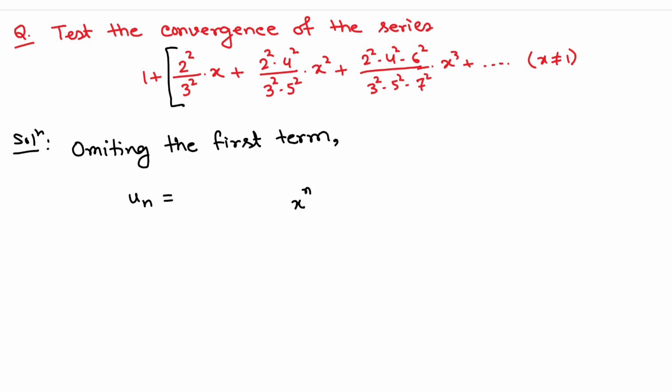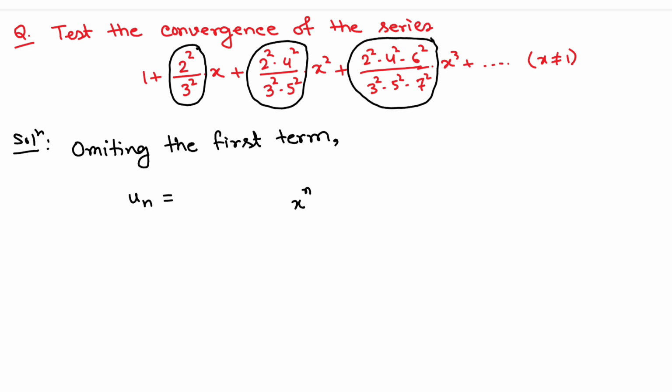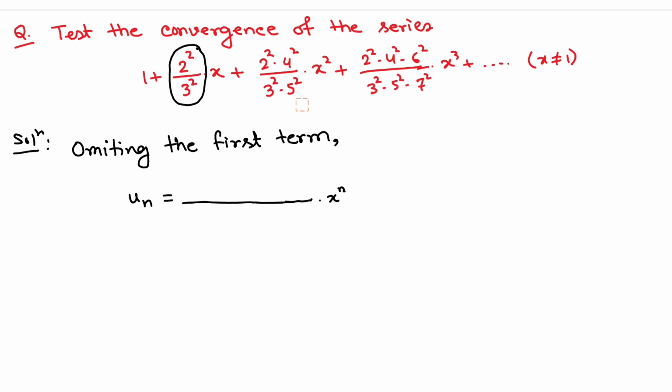It is clear. Okay. Now, the first term contains only a single number. The second term contains two numbers. The third term contains three numbers. So obviously the nth term will contain n numbers. Yes or no? It will contain n numbers. So now the question is, what will be the numbers?